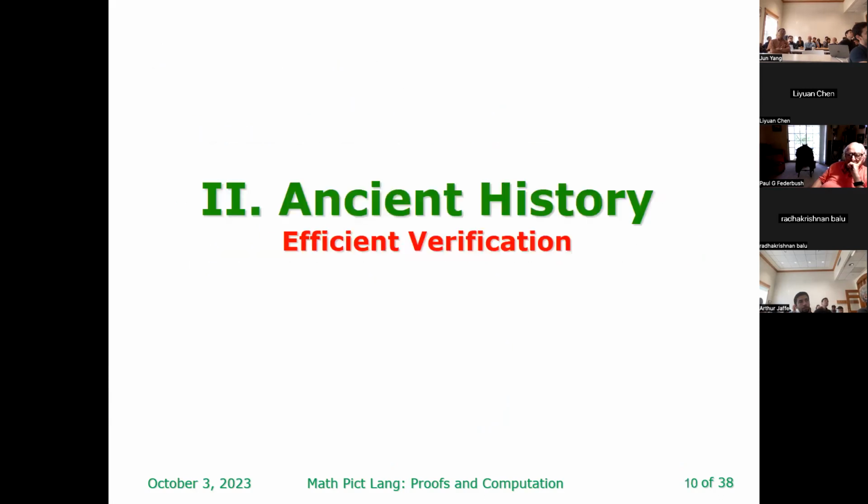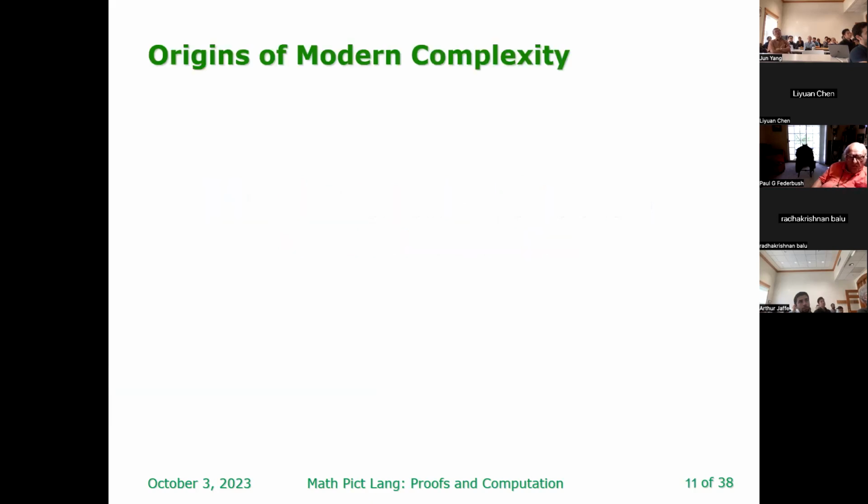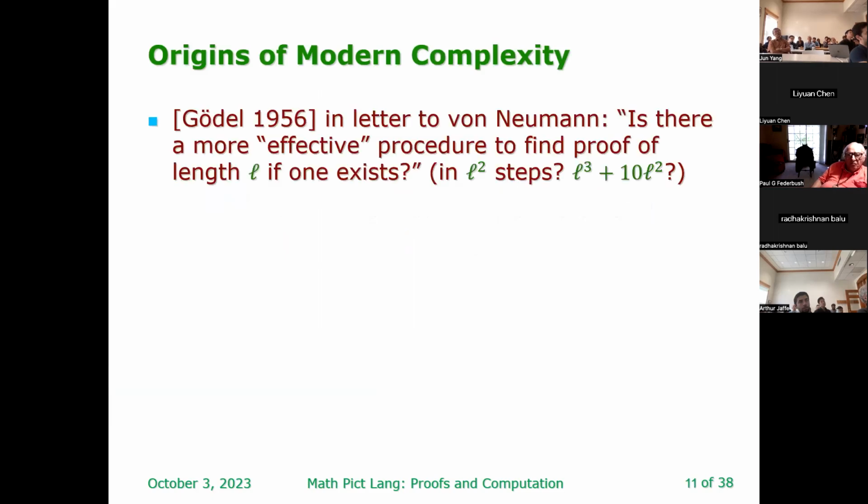So we now turn to this question of what is efficient verification. Up until now, we know what it is to be mechanical, but we don't know what it is to be efficient. So let's talk about efficient. This is the origins of modern complexity.